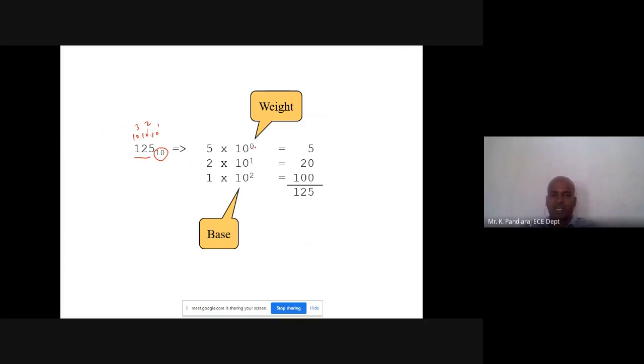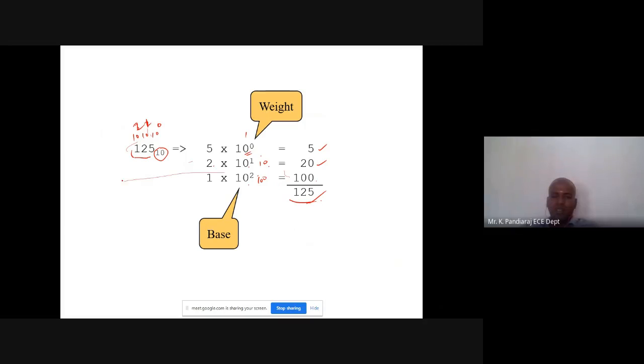So 5 into 10 to the power 0. 10 to the power 0 is equal to 1, so 5 into 1 is 5. 10 power 1 is 10, so 2 into 10 is 20. Then 10 squared, starting from the 0th position, first position, and second position: 1's, 10's, 100's. 10 to the power 2 is 100, so 1 into 100 is 100. Now add them together: 125. We took 125 as a decimal number, and during the conversion of decimal to decimal, we got 125, the same number. So the process is correct.